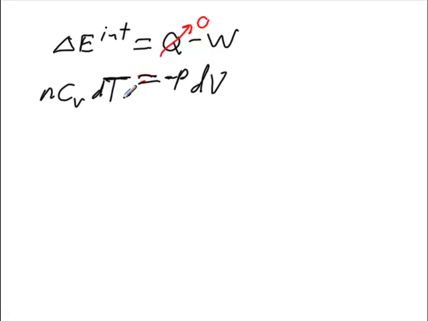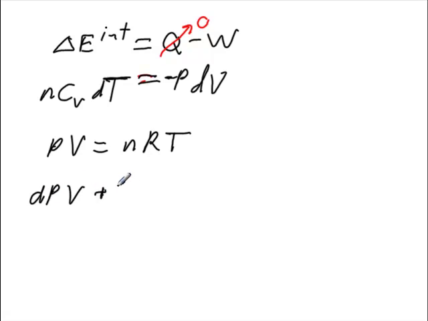Now, we need to replace this dT with something that has dP's and dV's so that we can integrate this equation. For that, we use the ideal gas law. We know that PV equals nRT. If we take a differential of this, treating n and R as constants, then we get dP times V plus P dV equals nR dT.